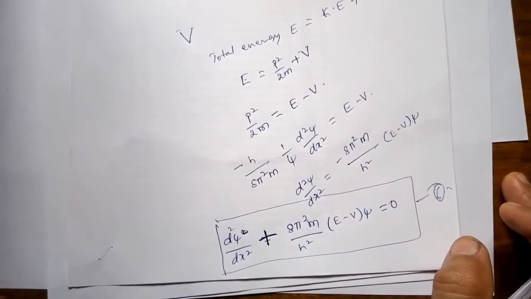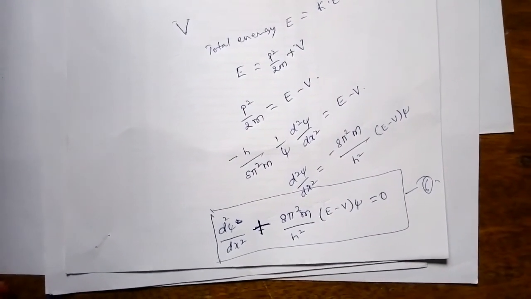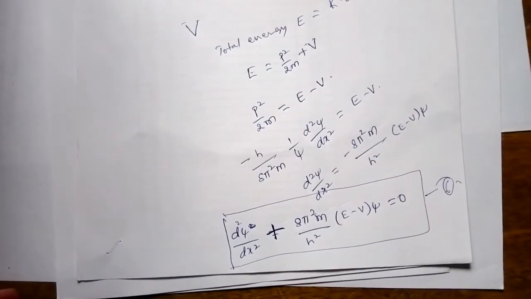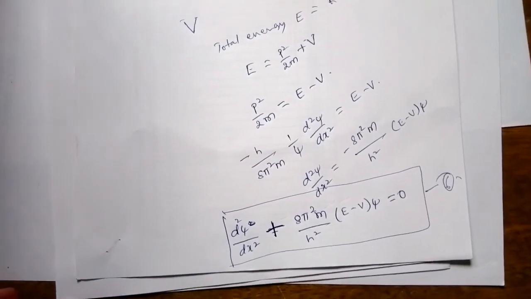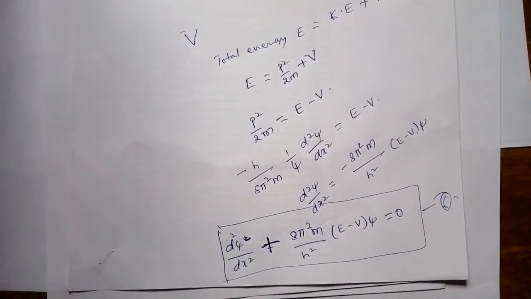Of course we have to find the solution for this Schrodinger wave equation; the solution is known as the eigenfunction and the corresponding values are called eigenvalues. All those things we will discuss in the next video. Here I will stop. Thank you for watching.